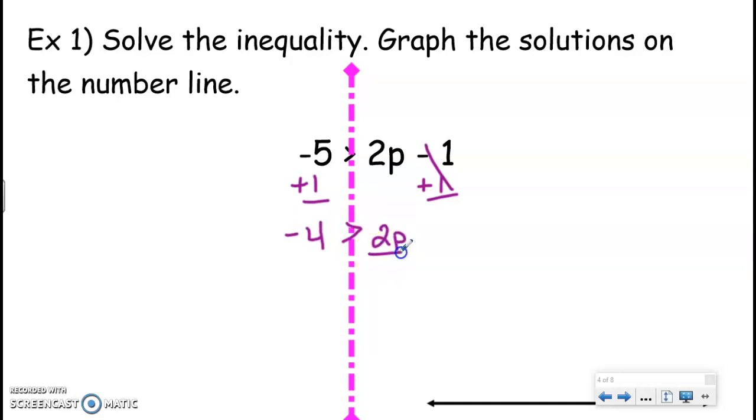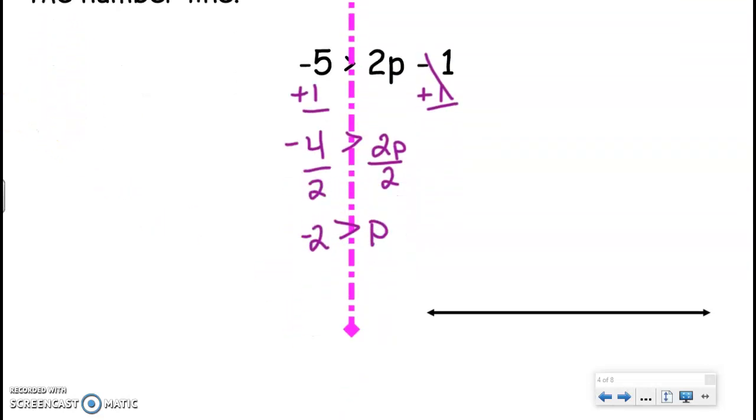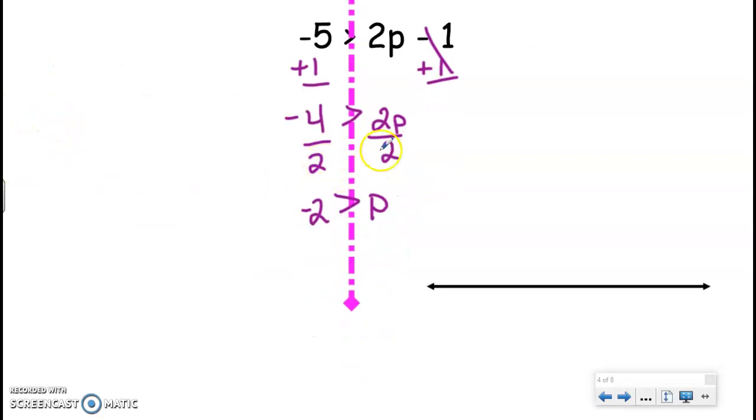And then when my p is right next to the 2, to cancel I have to divide by 2 on both sides to get -2 is greater than p. Okay, this is your solution. We did not flip our inequality sign because that 2 that I divided by was positive, not negative. However, I do want to flip this over to make it look easier to graph. So when I do flip it over, remember that inequality sign goes as well.